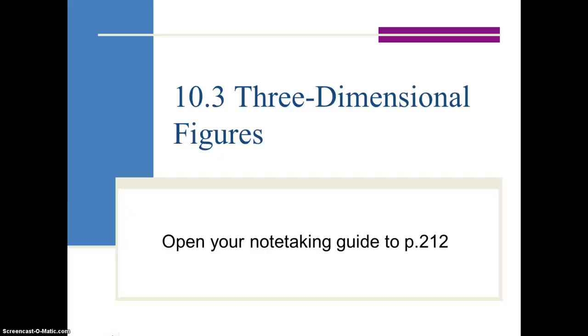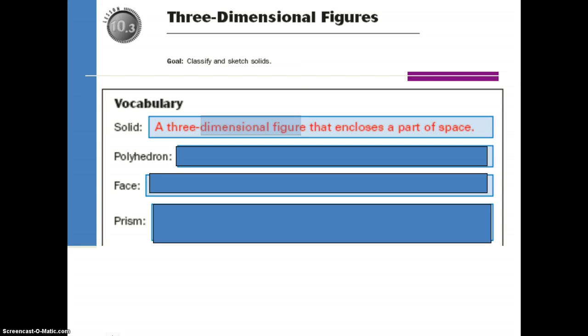Lesson 10.3, Three-Dimensional Figures. A solid is a 3D figure that encloses a part of space. A polyhedron is a solid that is enclosed by polygons.